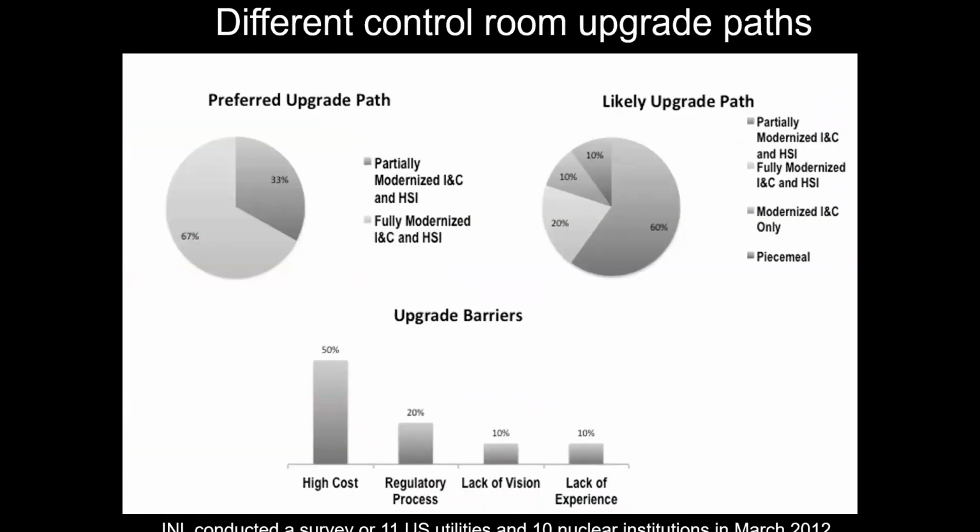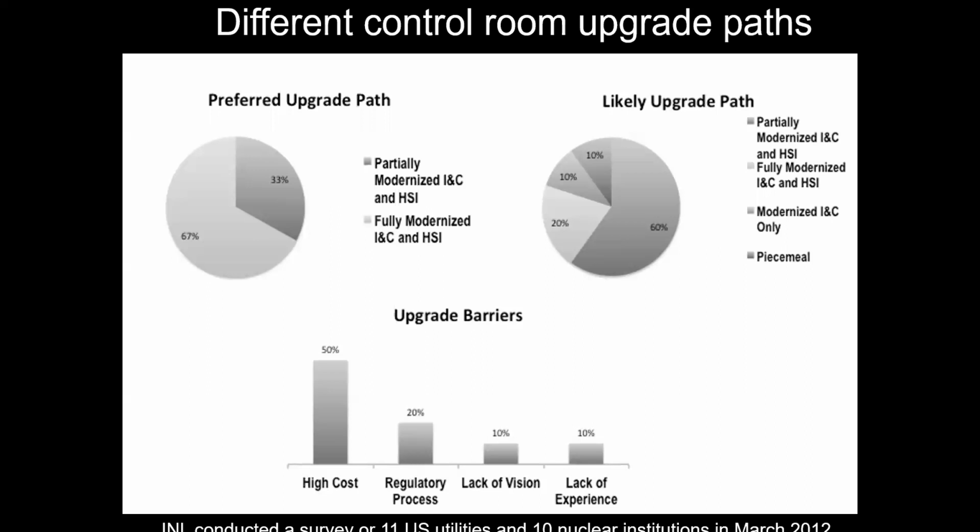This is a good example here. This was a survey conducted with, I believe, yeah, it says right there, 11 US utilities and 10 nuclear installations almost 10 years ago about the hurdles for control room modernization. This is what they listed, and what they would likely do. So we're seeing a significant amount of piecemeal approaches.